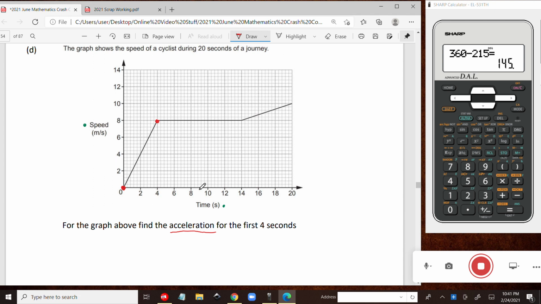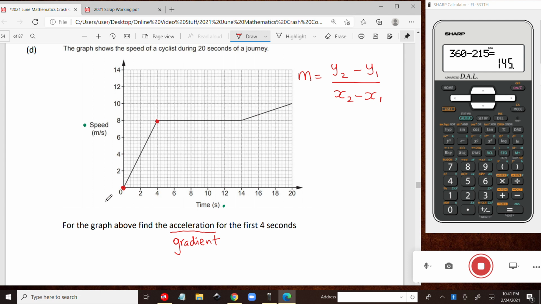There's speed time graphs and distance time graphs. Don't mix them up. Make sure you read the y-axis. So to find the acceleration in a speed time graph, they're already asking us to find the gradient. The symbol for gradient is m. It's y2 minus y1 divided by x2 minus x1. So we need 2 points here.